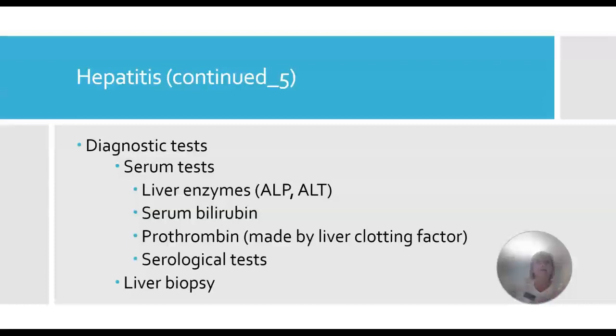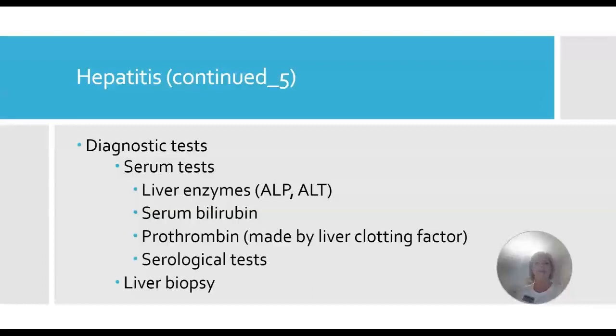So back to hepatitis. How do we diagnose hepatitis? How do we know somebody has hepatitis? Well, we're going to look at some blood testing. You can't just look at somebody and say, oh, you have hepatitis. You have to diagnose it. You have to get your diagnostics to know what they have, because that helps us treat the type of hepatitis that they have. So we're going to look at liver enzymes, specifically your ALP and your ALT.